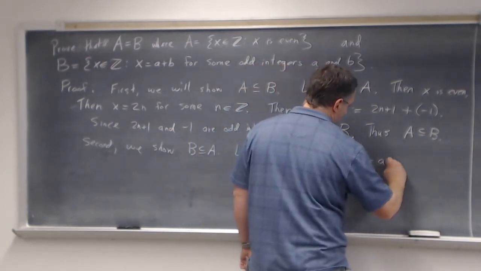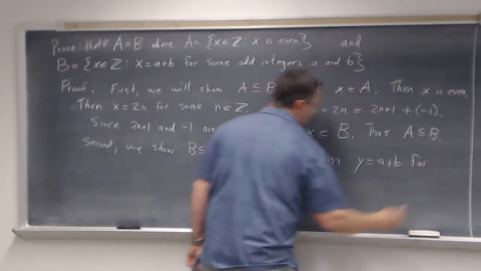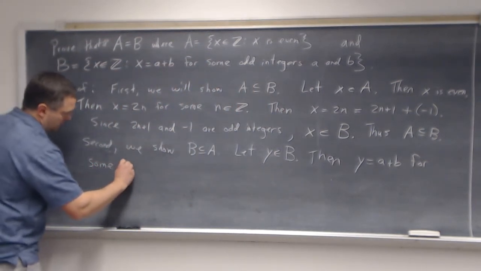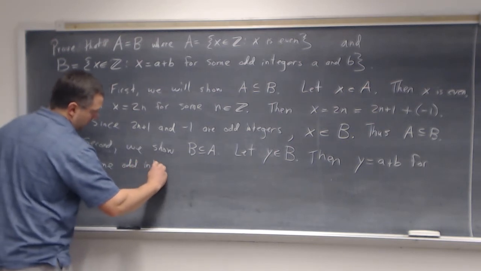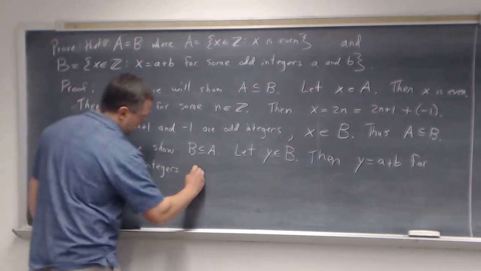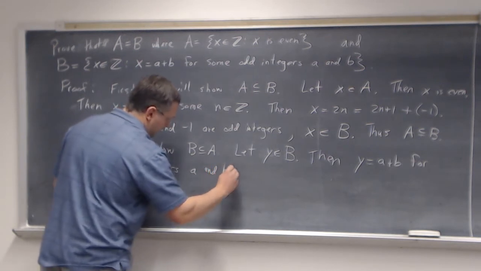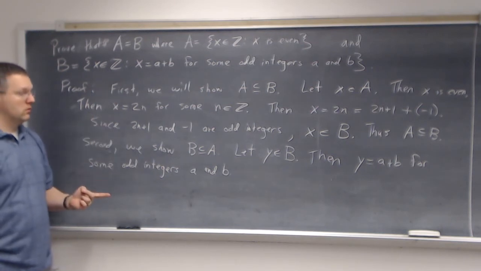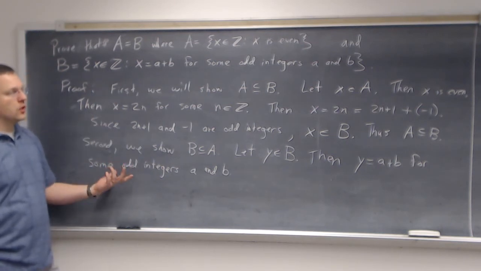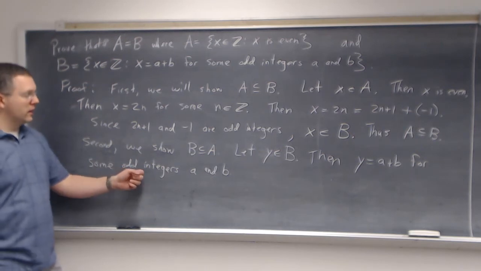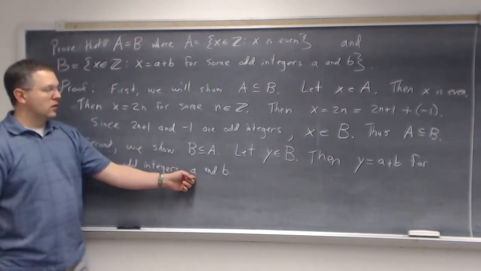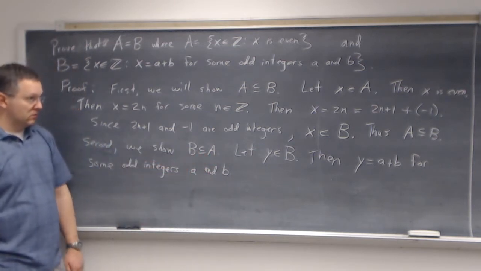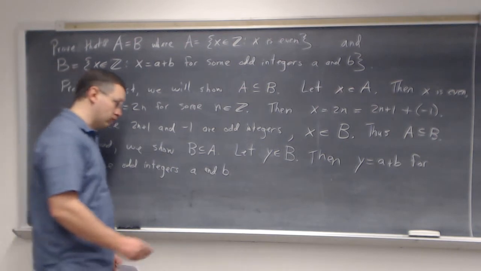Then Y equals A plus B for some odd integers A and B. I need to show that Y is even. Well, now basically just showing that the sum of 2 odd integers is even. So I need to use the fact that these are odd integers, right? Use the definition of odd integer, and then when I add them together, it should look even.